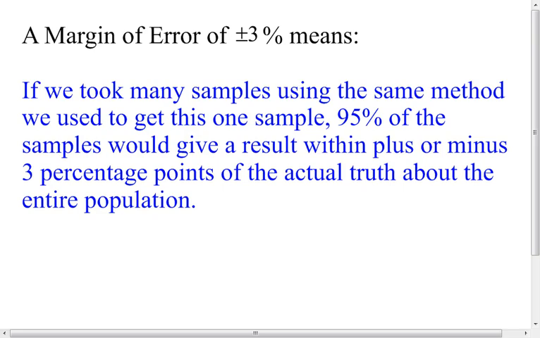All right, so this is important to know here. A margin of error of plus or minus 3% means, and you guys can read this, but it means if we took many, many samples using the same method we used to get this one sample, 95% of the samples would give us a result within plus or minus 3 percentage points of the actual truth about the entire population.